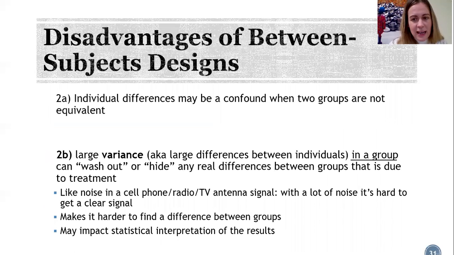So individual differences can also be a problem when there is a lot of variability within a group. And this is a problem because it can conceal or wash out or hide any real difference between groups that really does exist and that is due to the treatment that they receive. It's kind of like noise. You can think of this as kind of noise, right? Like if you're talking on your cell phone and you go into a dead zone, all of a sudden it makes it harder to hear what the person is saying.